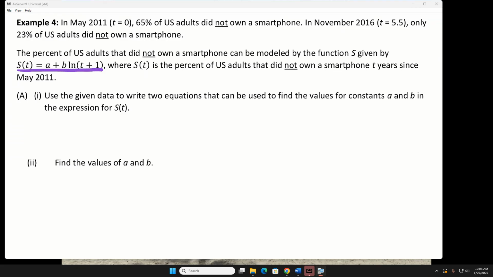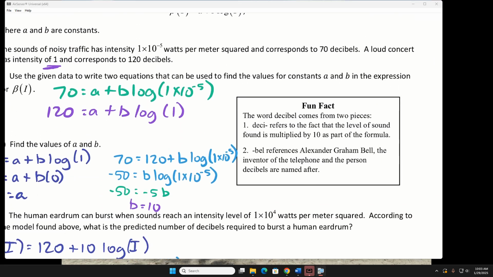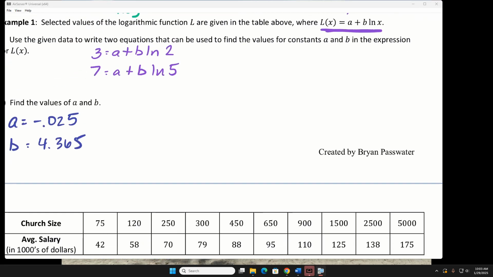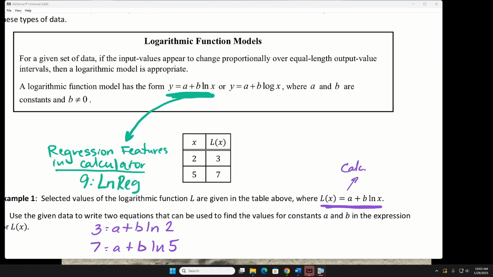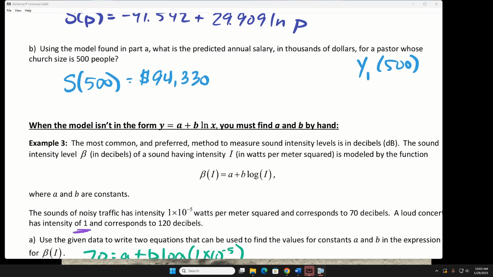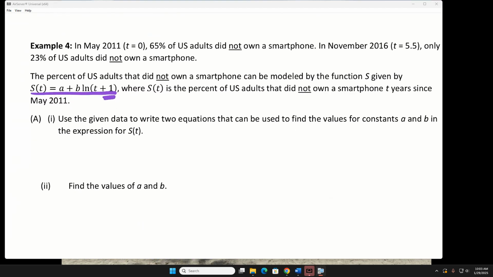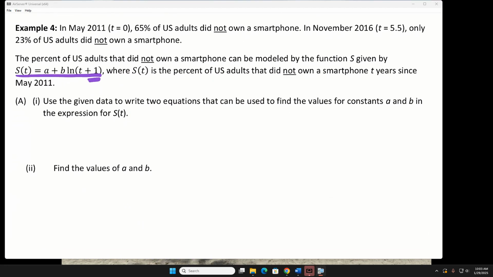Can I use the regression features on the calculator? Hunter's saying no. He is right. You cannot. Why? What is the problem? It is a natural log. The plus one, yes. Whenever we can use the regression, it just has to be natural log of t, a plus b natural log of t, or natural log of x. If there's addition in the argument, it's not happening. So it's okay. We can still do this.